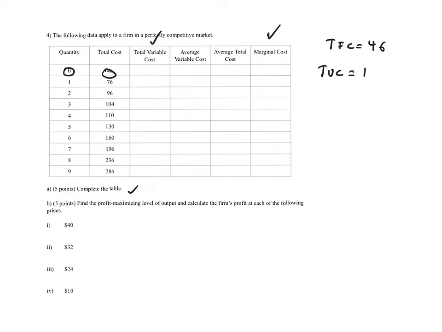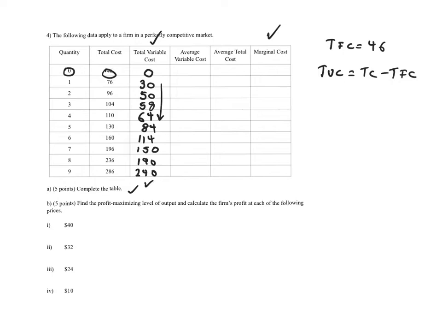If we want to find total variable cost, it is equal to total cost minus total fixed cost. We're essentially subtracting 46 from all of these numbers. So 46 minus 0 is 0. 76 minus 46 is 30. And so we can continue to subtract 46 from all of the total cost numbers to get our total variable cost column.